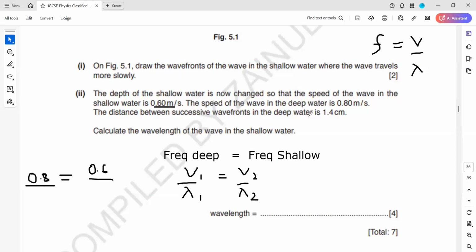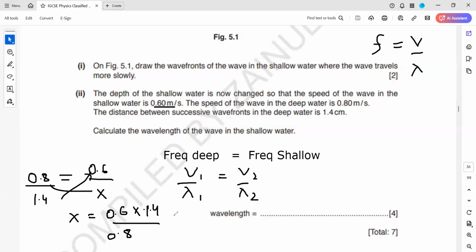The distance between successive wavefronts in deep water is 1.4. We need the wavelength in shallow water. If we need x, we just cross multiply. So this will be 0.6 times 1.4, because x will be multiplied with 0.8. So 0.6 times 1.4 divided by 0.8.